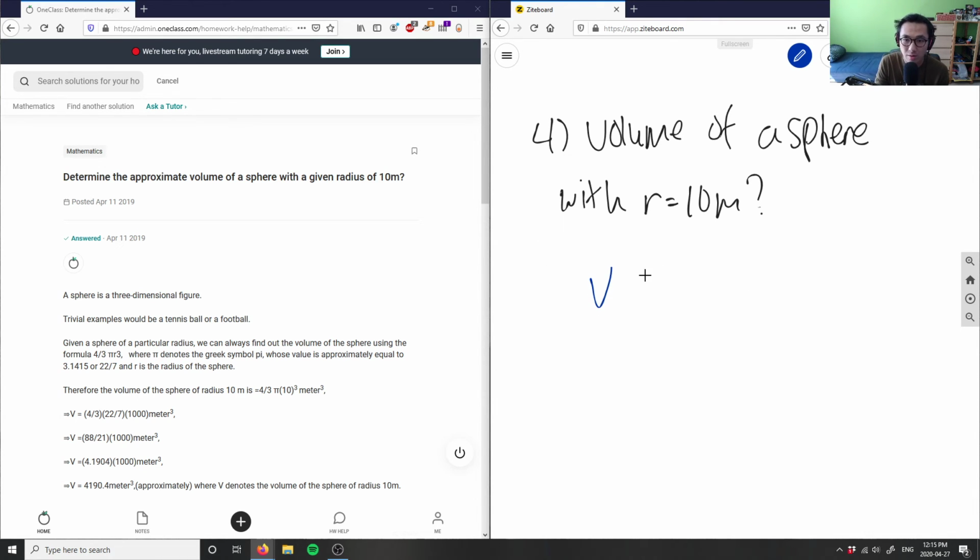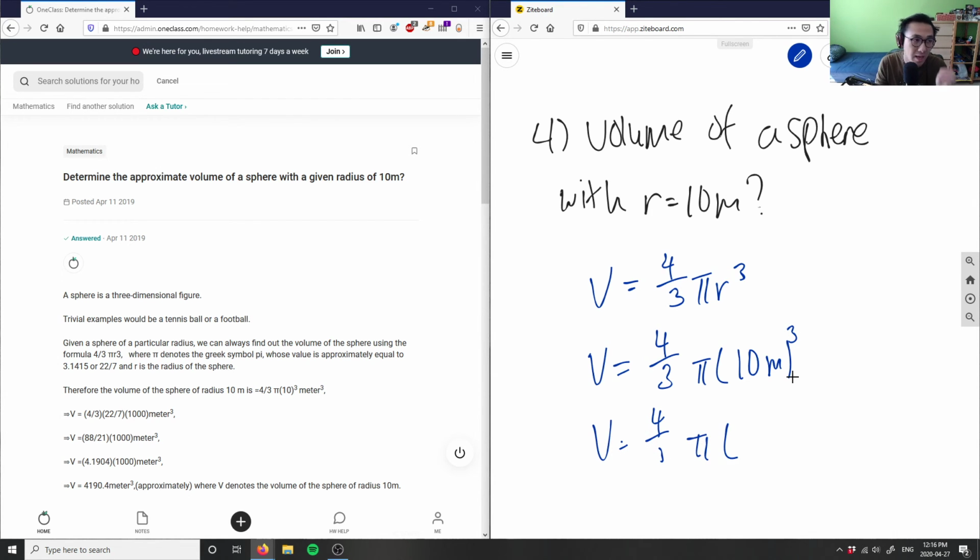So we have V here, which will equal our volume of a sphere. You should be given this on an equation sheet. So V equals 4 over 3 pi r cubed. This is our equation for the volume of the sphere. In order for us to solve it, we just simply have to sub in r to get volume, right? So we have 4 over 3 times pi times 10 meters cubed. 10 times 10 is 100, times another 10 is 1,000, right? So we have 1,000 meters cubed.